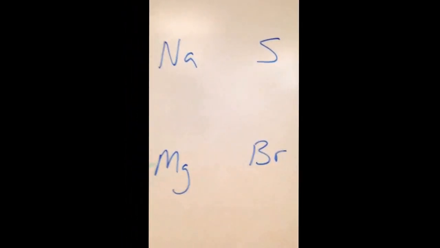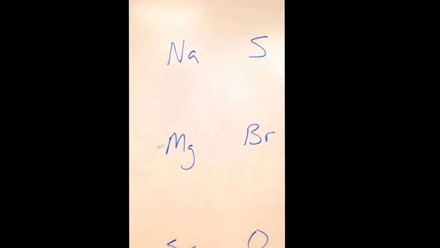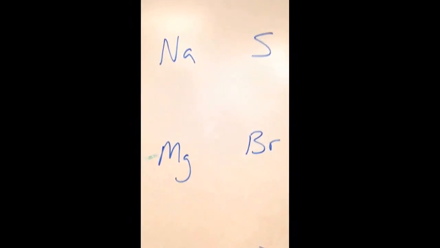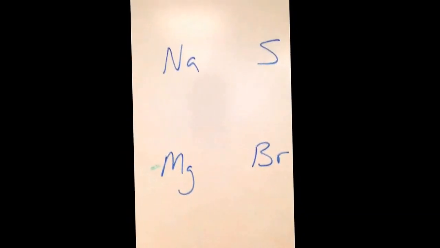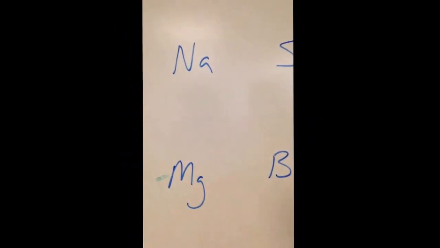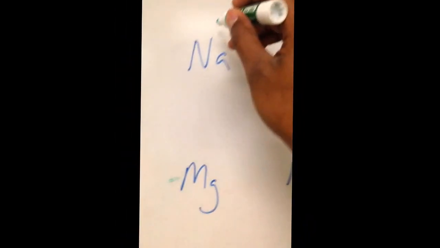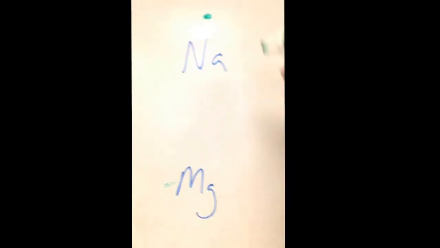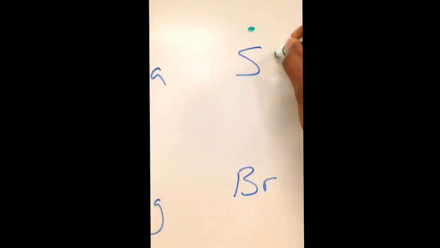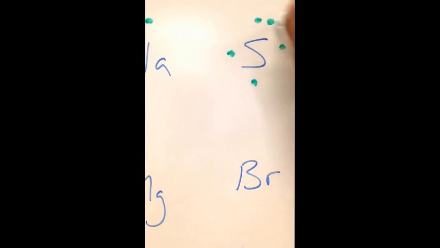Okay, so I have a couple of these example problems from the notes again, a mixing of sodium and sulfur, and then a mix of magnesium and bromine. We'll just take these 2 first. First thing is you want to draw the Lewis dot structure. So sodium has 1 valence electron, and sulfur has 6. 1, 2, 3, 4, 5, 6.